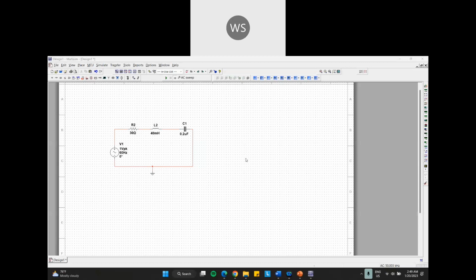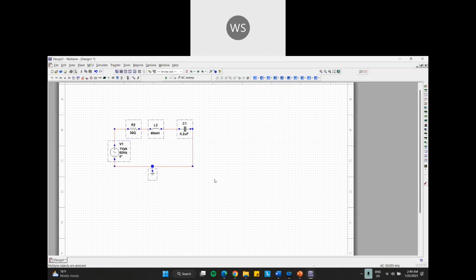Assalamualaikum warahmatullahi wabarakatuh. My name is Wan Muhammad Shamim. Today I would like to show you how to get the resonant result from the series RLC circuit using Multisim. For the first step, I would like to construct a simple series circuit.